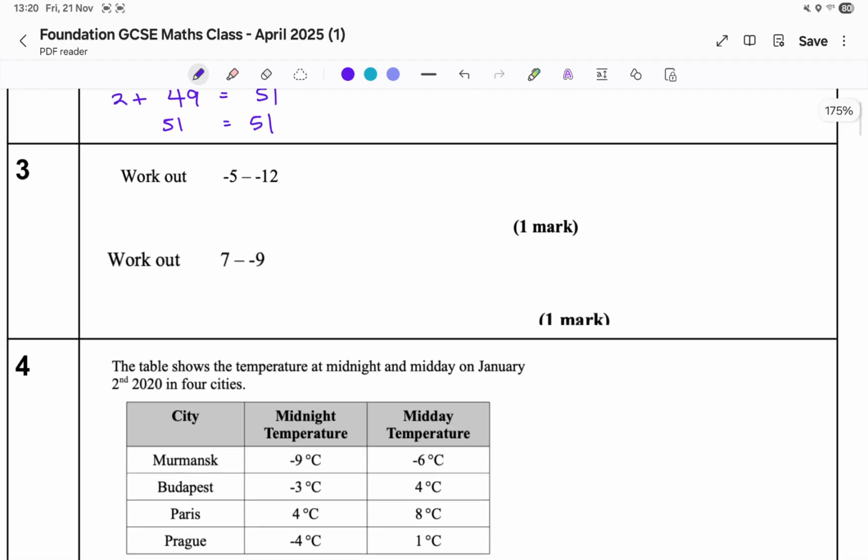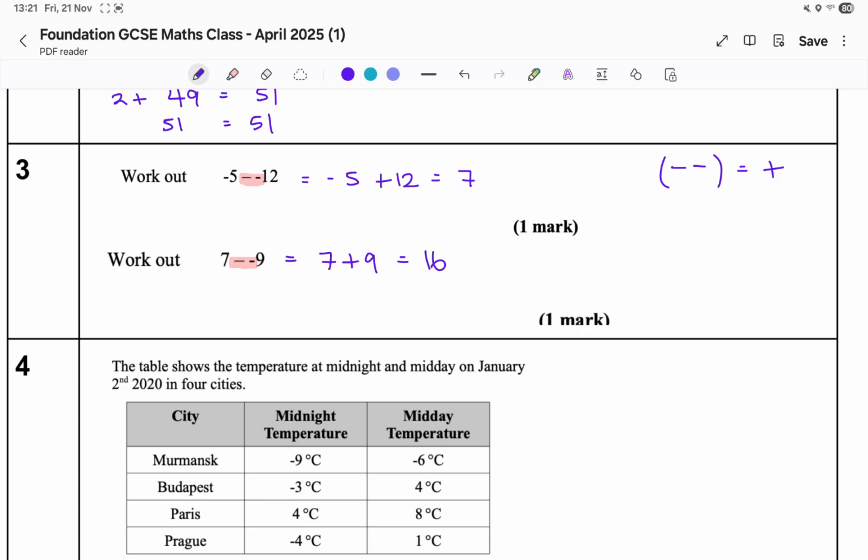Next question. Work out minus 5 minus 12 and 7 minus 9. So you need to remember, when you have two minuses that are in the middle together, it equals a positive. So the minuses have to be in the middle together. And we can see there's a minus here, 2 minuses here, and 2 minuses here. So minus can also be negative, like a negative 12, as long as they're in the middle. So that's going to equal minus 5 plus 12, which equals 7. That's going to equal 7 plus 9, which is just 16.